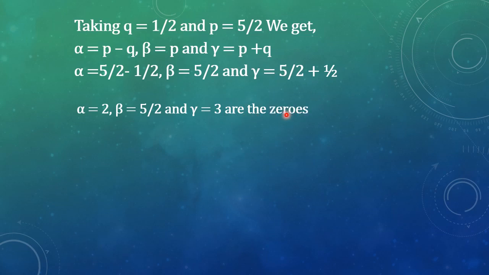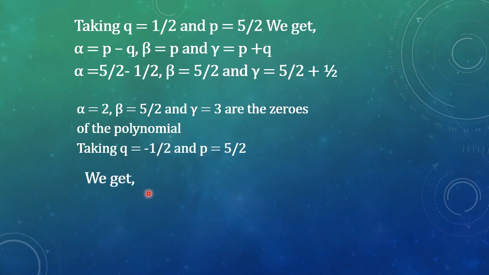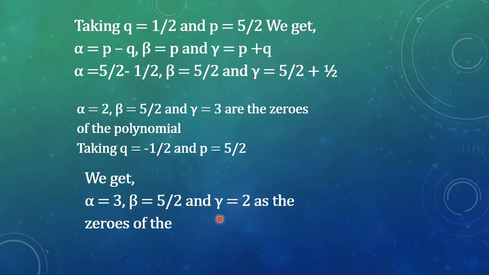zeros of the polynomial. Similarly, by taking q is equal to minus 1 by 2 and p is equal to 5 by 2, we get alpha is equal to 3, beta is equal to 5 by 2 and gamma is equal to 2 as the zeros of the polynomial.